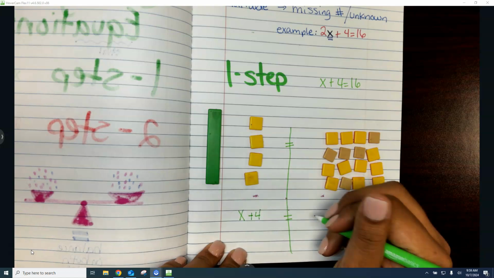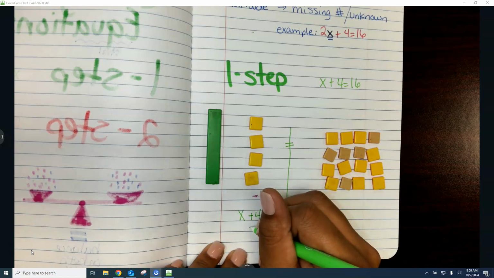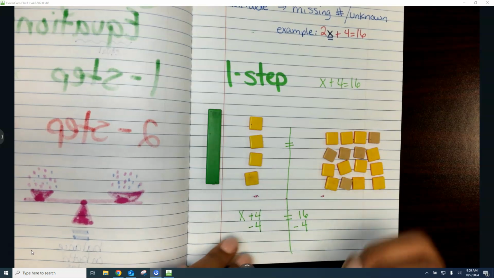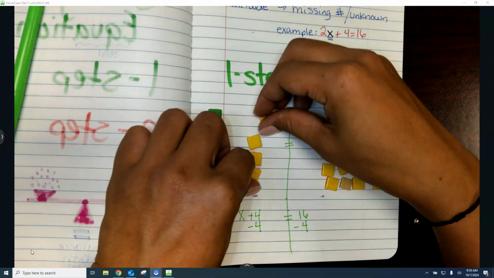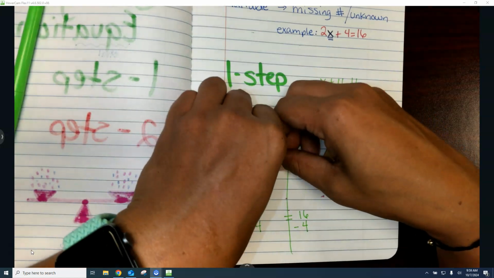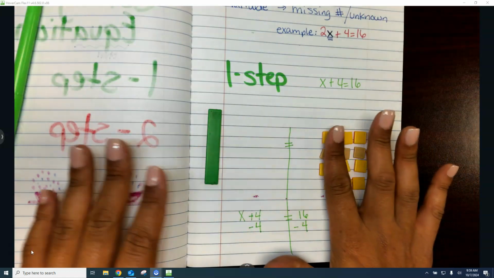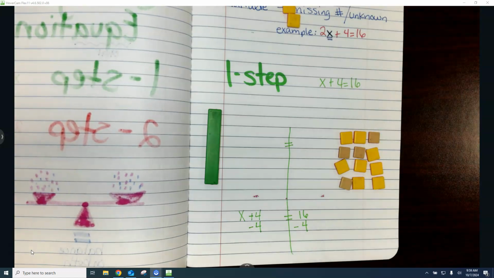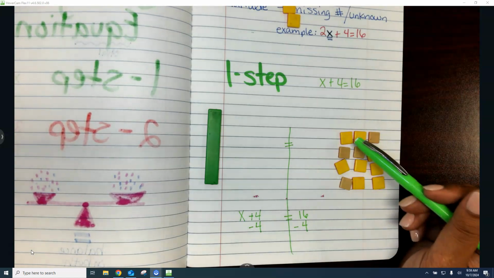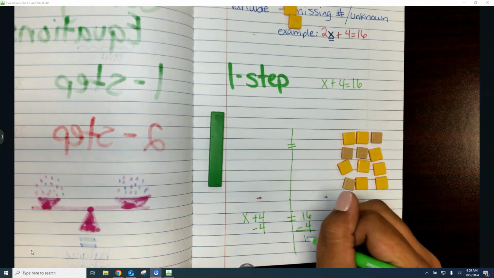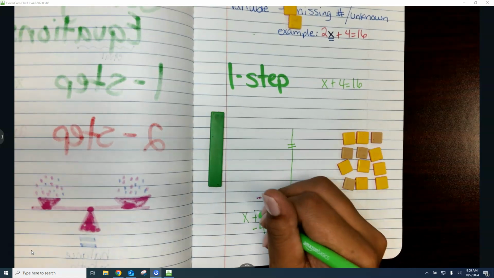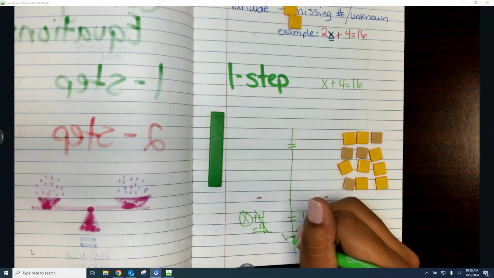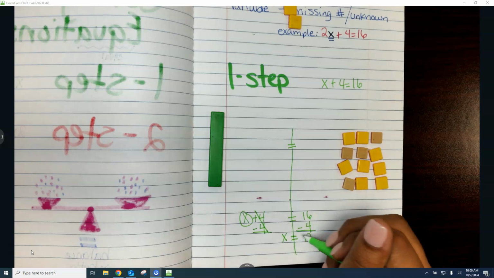So if x plus 4 equals 16, that means I do the opposite of this sign, minus 4. So I'm subtracting 4 on this side. I do the same thing to the other side. So 16 minus 4 left us with 12. This crosses out, and all I'm left with is my variable. So that means x equals 12.